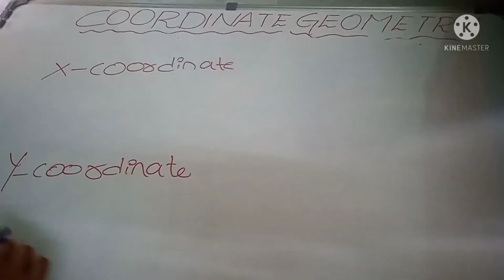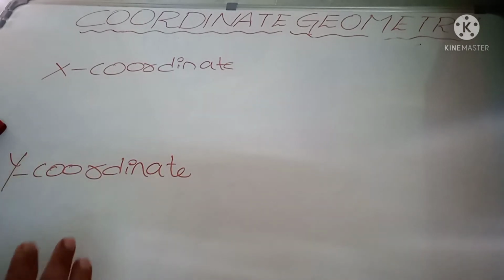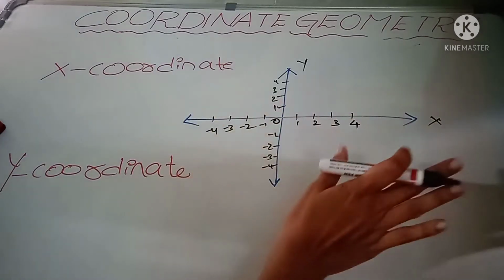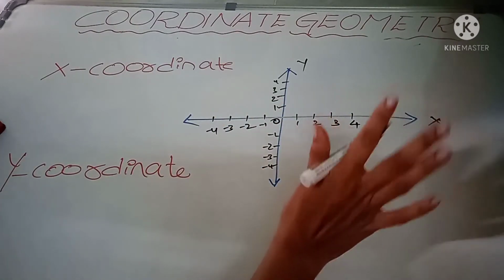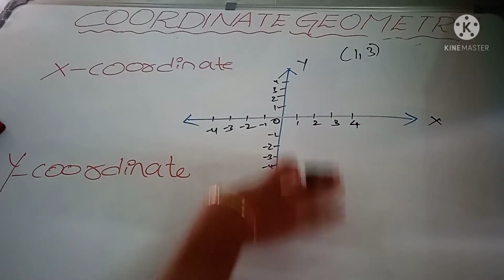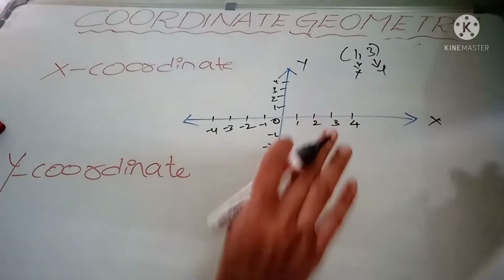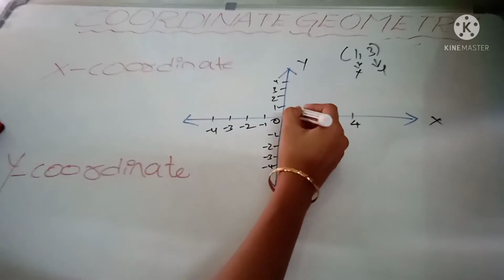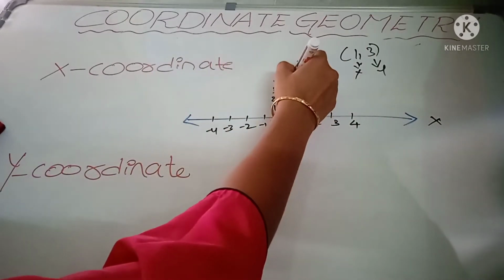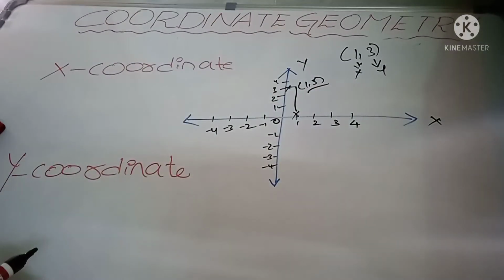Next one is x coordinate and y coordinate. What are x and y coordinates? For example, take the xy plane, containing all positive and negative values. Here we are going to plot 1 comma 3 on this xy plane. The first number is the x value and the second one is the y value. So what's the x value? 1, and the next one is 3 on the y-axis. This is the ordered pair.